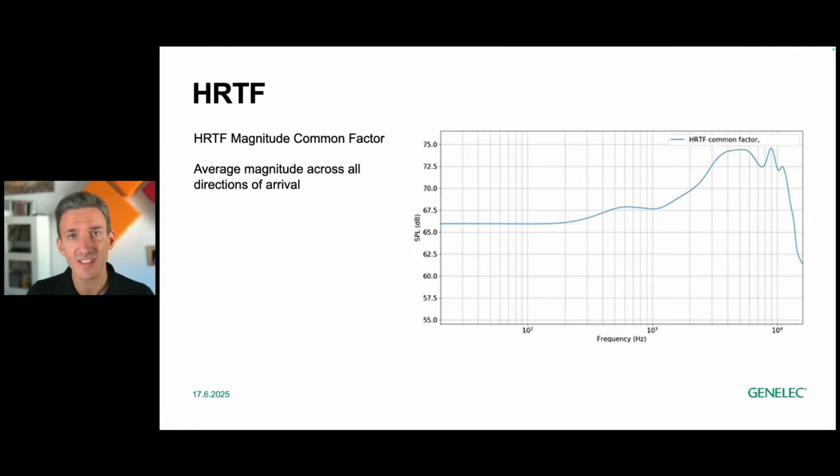Just for information, this is the so-called magnitude common factor. Sometimes this is mentioned. And this is an average magnitude across all directions. And this is usually also what you can see in the frequency response of headphones, because some people always think a headphone should look linear, like a speaker. But this is not the case, because a headphone is always exactly on our ears, and therefore it has to be slightly different from the frequency response.